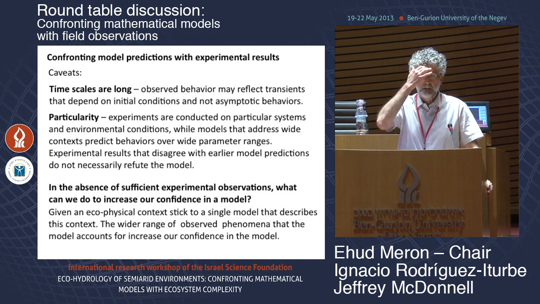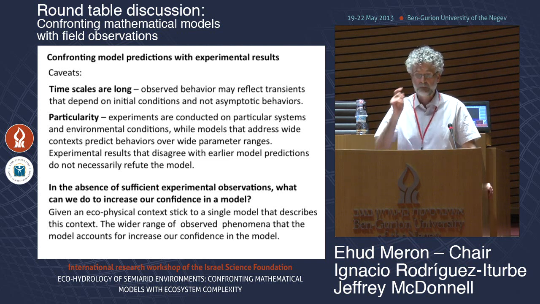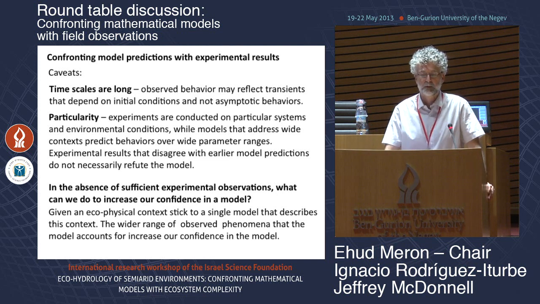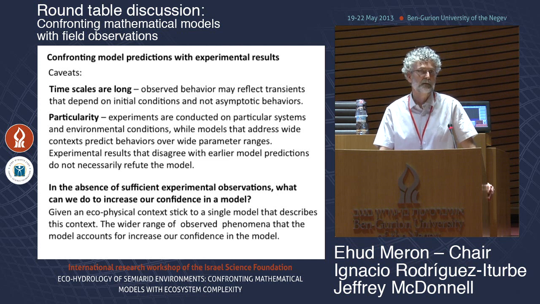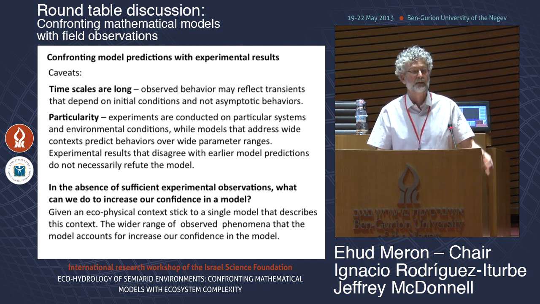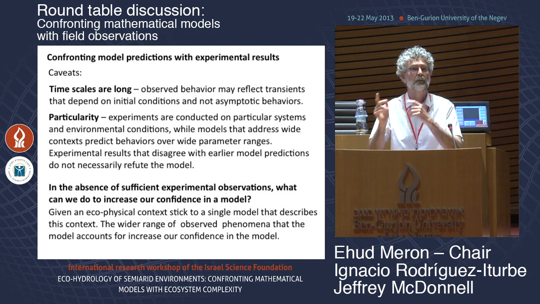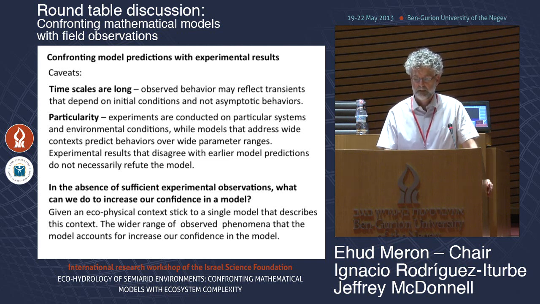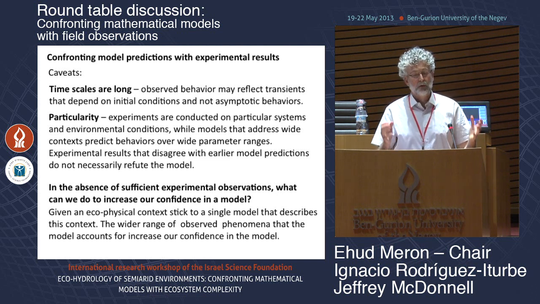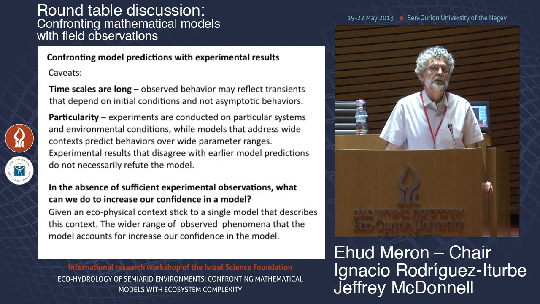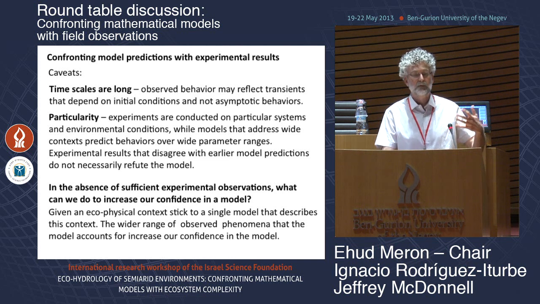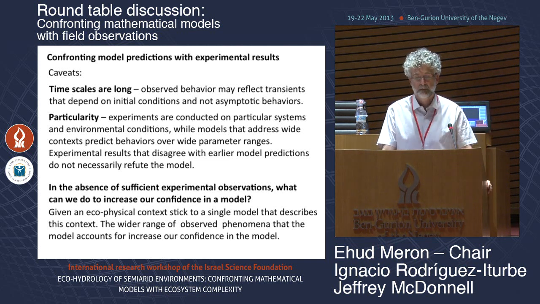And another problem is particularity. Experiments are conducted on particular systems and environmental conditions, while models that address wide contexts predict behaviors over wide parameter ranges. And experimental results that disagree with an earlier model prediction do not necessarily refute the model. There should be an interplay between experimental and model studies before we can come to a conclusion. In the absence of sufficient experimental observation, what can we do to increase our confidence in the model? And here, this is my opinion. Given an ecological, physical context, we should stick as much as we can to a single model that describes that context. The wider range of observed phenomena that the model can account for increases our confidence in the model.